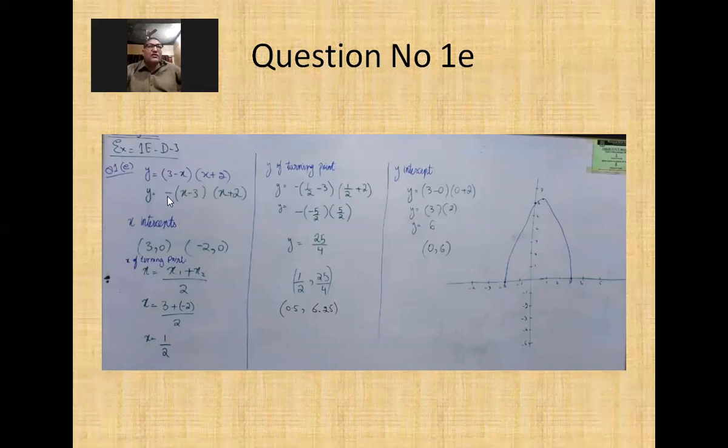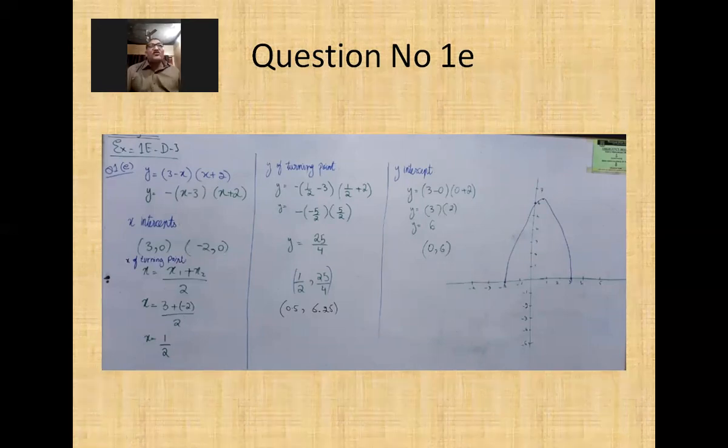Due to this negative, I can tell you that this will be a sad face. Now, this x minus 3, x plus 2. So the x-intercept will be 3 comma 0. And the other x-intercept will be minus 2 comma 0. So you see, very easily from this equation, I can tell the x-intercepts. So they are 3 comma 0 and minus 2 comma 0. Once you know the x-intercepts, you can find the x coordinate of the turning point. You simply add the x-intercepts and divide by 2. So 3 plus minus 2 divided by 2 will be 1 by 2. So 1 by 2 means 0.5.